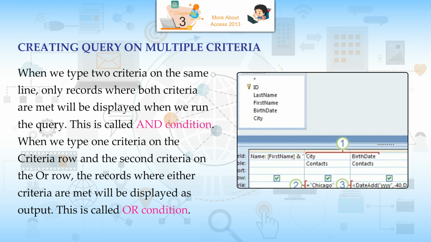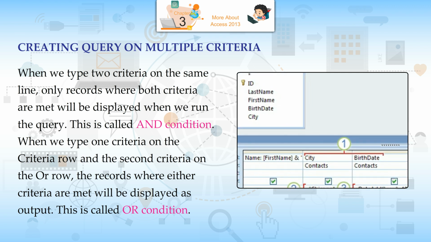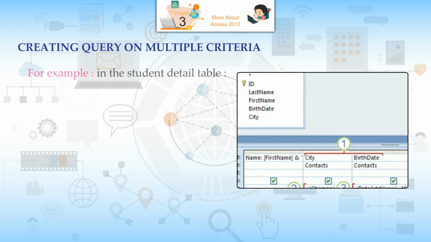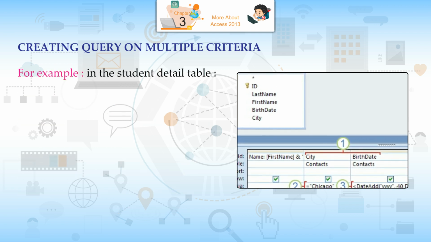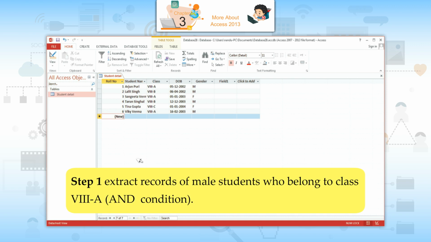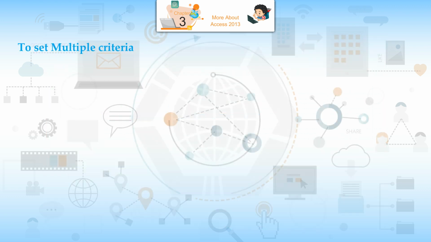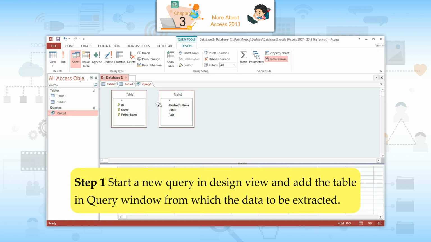When we type one criteria on the criteria row and the second criteria on the OR row, the records where either criteria are met will be displayed as output. This is called OR condition. For example, in the student detail table, Step 1. Extract records of male students who belong to class 8A, AND condition. Step 2. Extract records of male students or students who are in class 8A, OR condition. To set multiple criteria. Step 1.